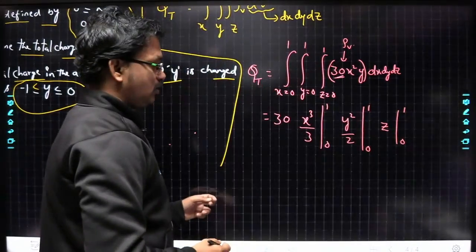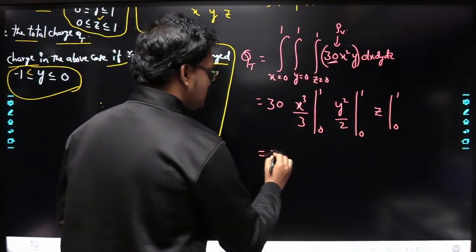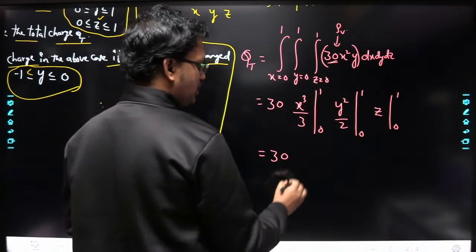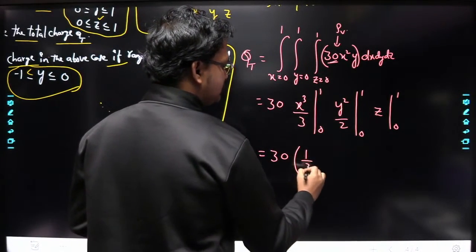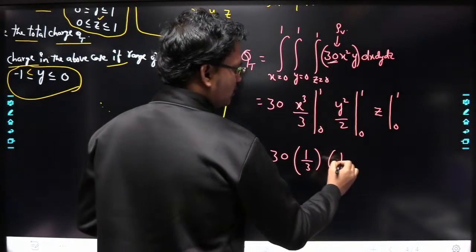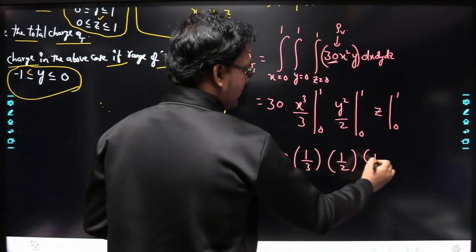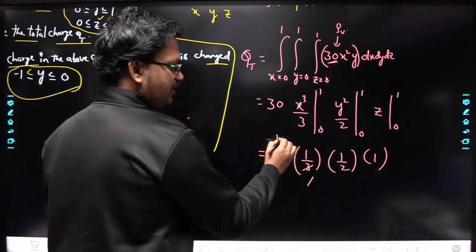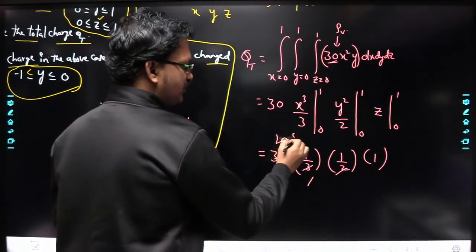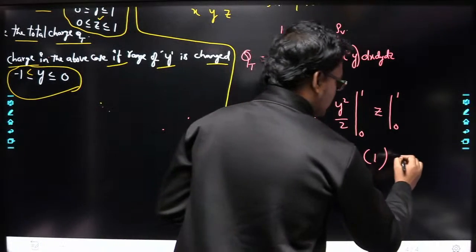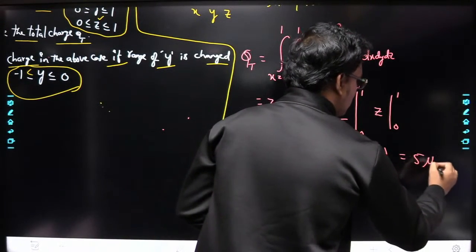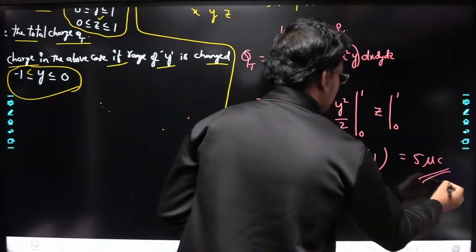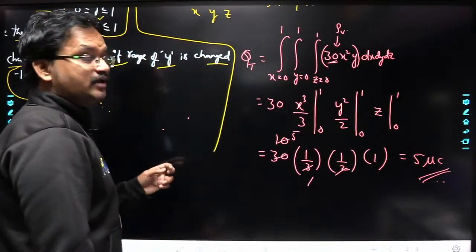Now if you substitute the range here, what are you going to get? Here you are going to get 1 by 3, here 1 by 2, and here you will get 1. Understood? So 3 ones and 3 tens, 2 ones, 2 fives. So what are you going to get? 5 microcoulomb. The total charge is nothing but 5 microcoulomb.